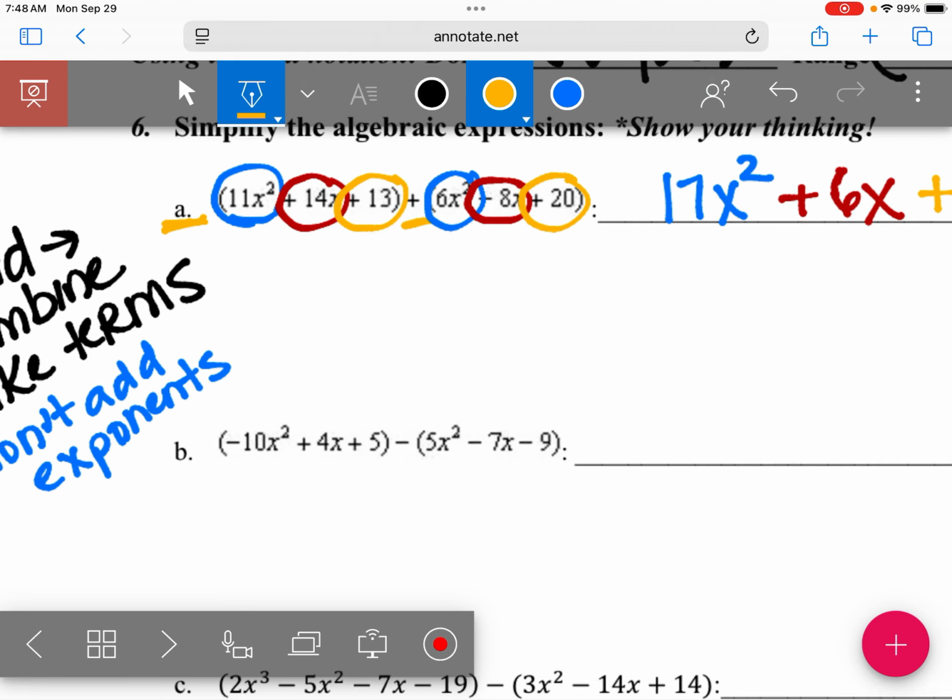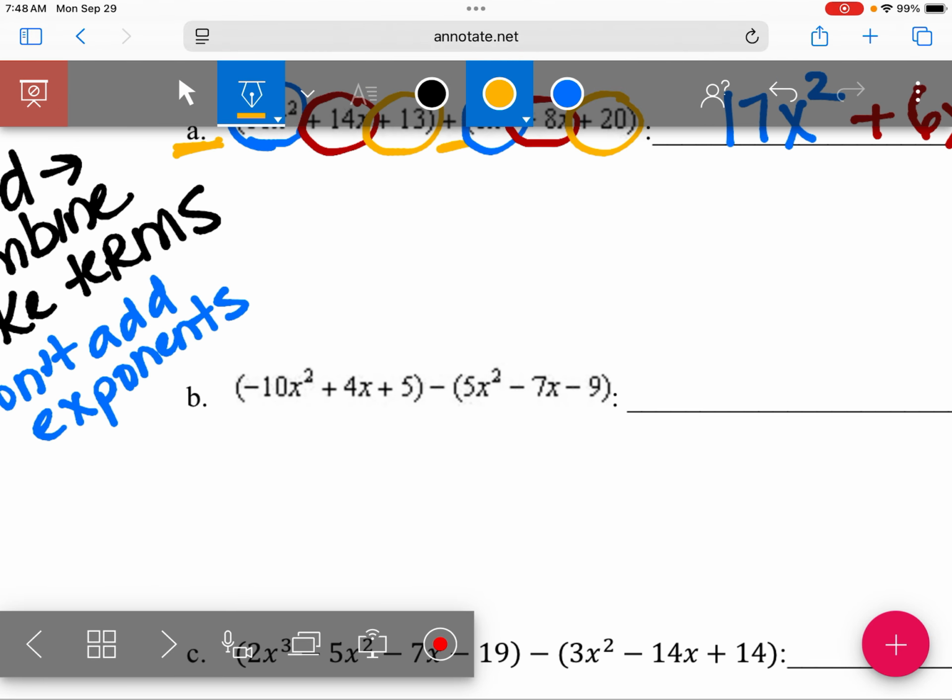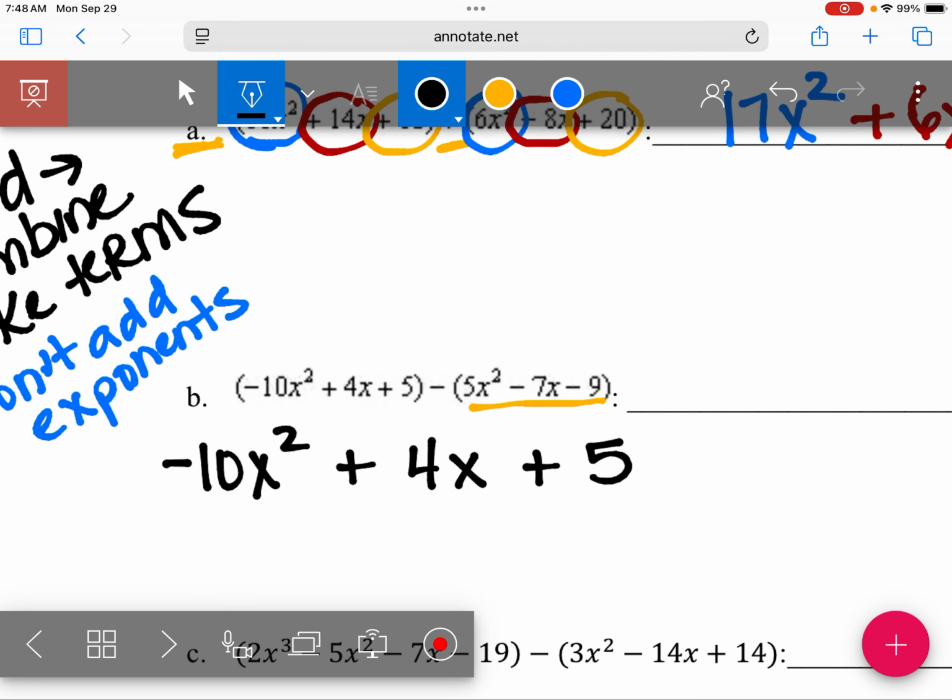All right, question B, you have to go ahead and distribute. Only these do a sign change. So I'm going to rewrite it. And I'm just spacing mine out because of my iPad situation. But every single sign flips.